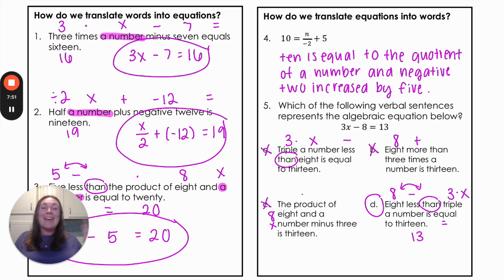And that is how we can translate between math and words and written statements, just going word by word and using all that key vocabulary.